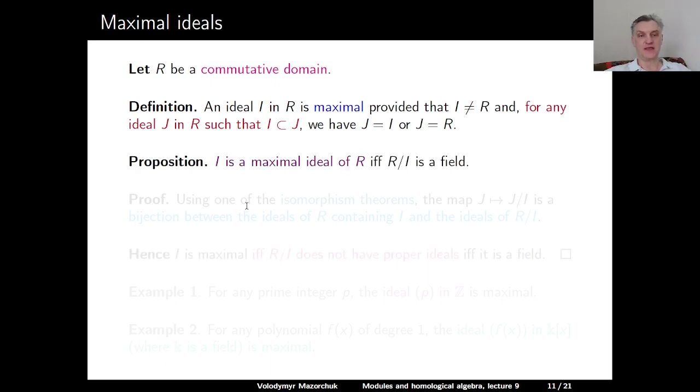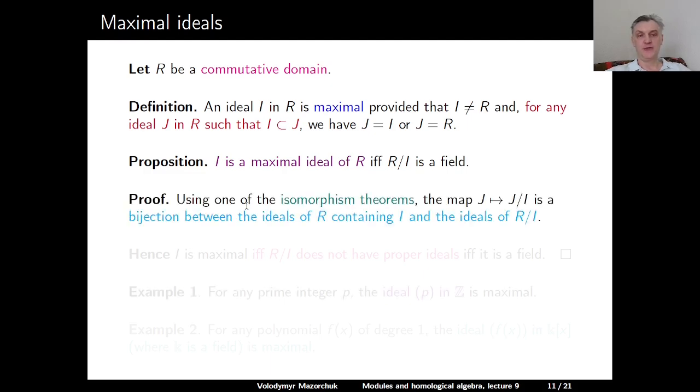Here is a characterization of maximal ideals. An ideal I is maximal if and only if the quotient of R modulo I is a field. Proof: using one of the isomorphism theorems, if we take an ideal J which contains I and map it to the quotient of J by I, this map is a bijection between the set of all ideals in R which contain I and all ideals in the quotient R modulo I. And therefore, the ideal I is maximal if and only if R modulo I does not have any proper ideals. And this means exactly that R modulo I is a field.